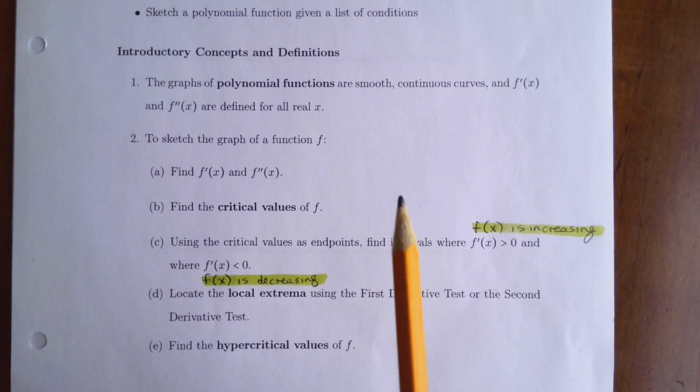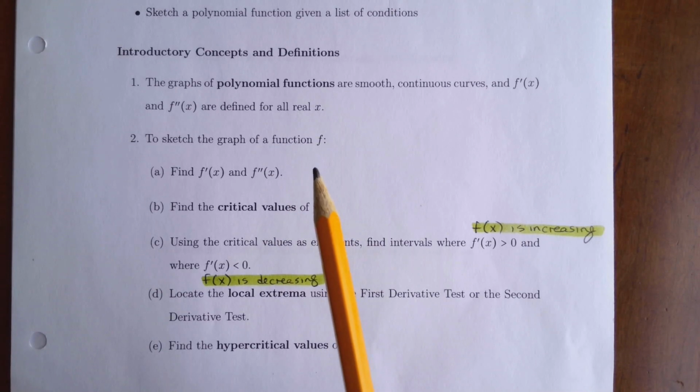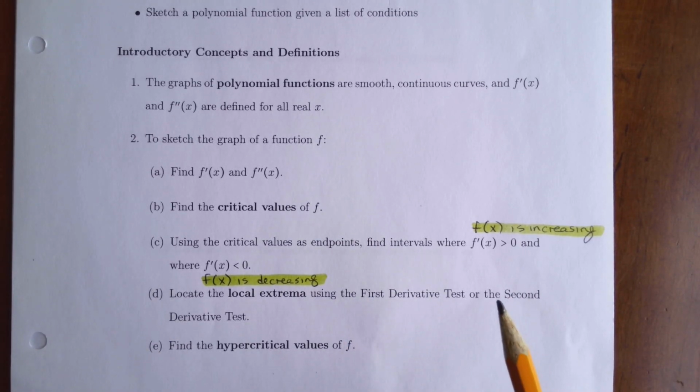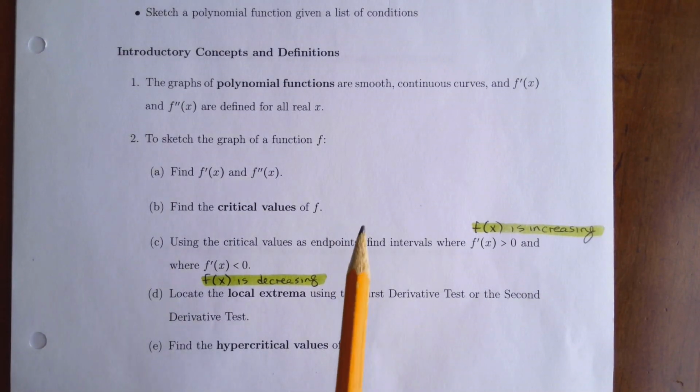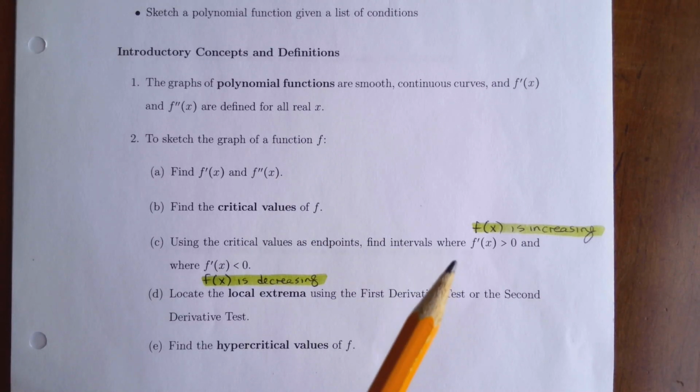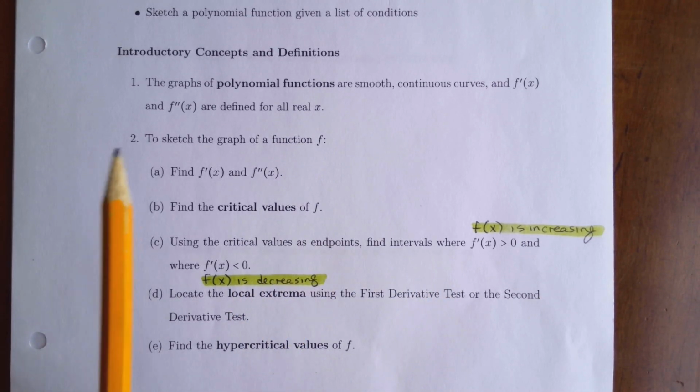Now, in order to sketch, we're going to have to do a couple of things. We need to be able to find all the maxes and mins, all the points of inflection, and then any other values that are given to us. So to sketch a graph, if you're given a function, you're going to have to do a couple of things. This number 2 goes through this list with you. We're going to do that in just a minute.